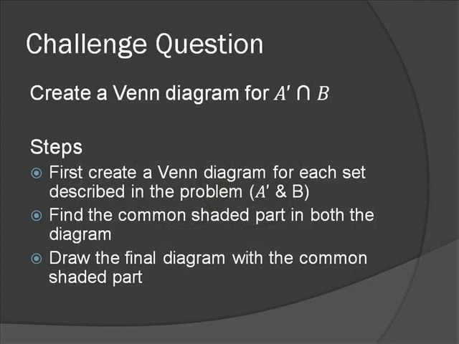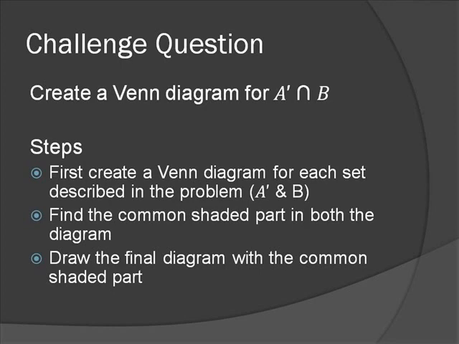Challenge question: we have to create a Venn diagram for A complement intersection B. Up till now we know that complement means other than. Whenever you are asked to shade complement, you shade everything which is other than that set. For example, if you are asked to shade A complement, you will be shading everything other than A. Union means you have to shade both, and intersection means you have to shade only the common part. So this is a Venn diagram in which you have to shade the region for A complement intersection B.